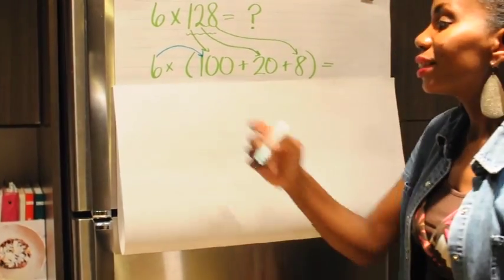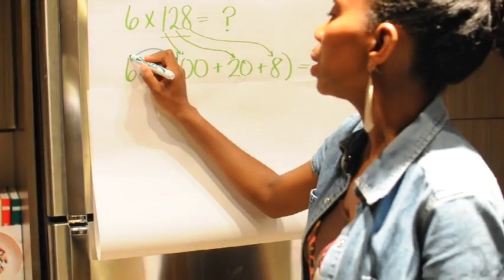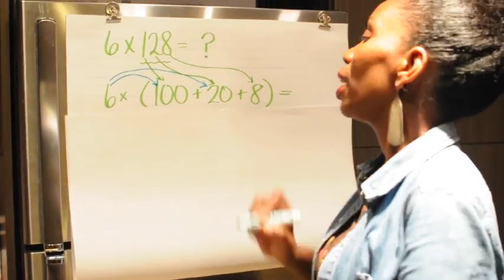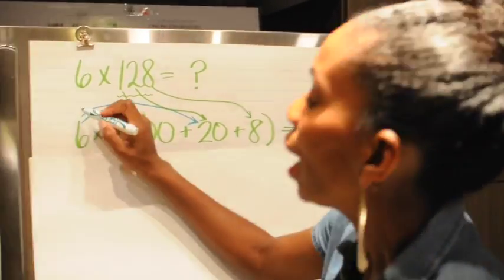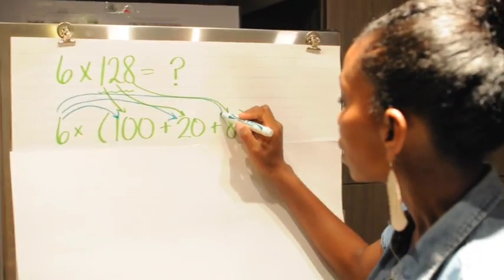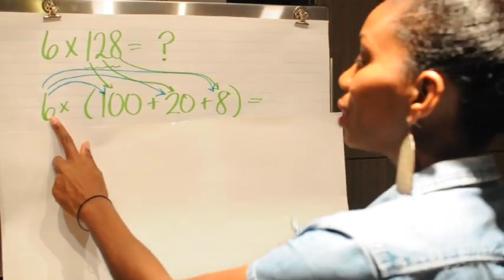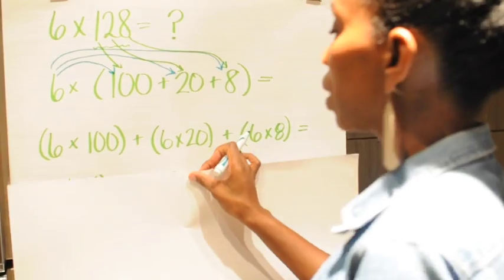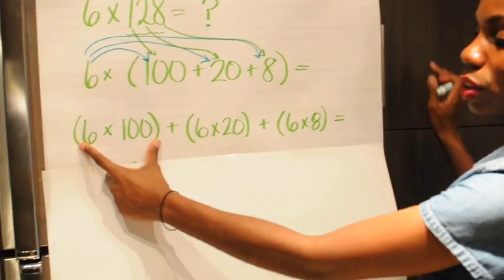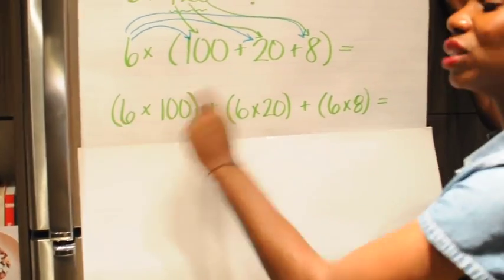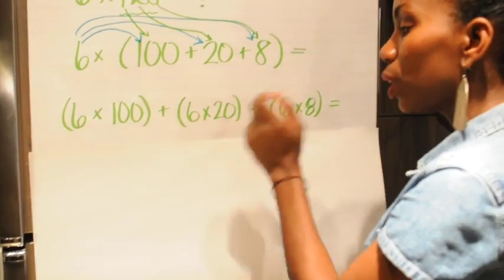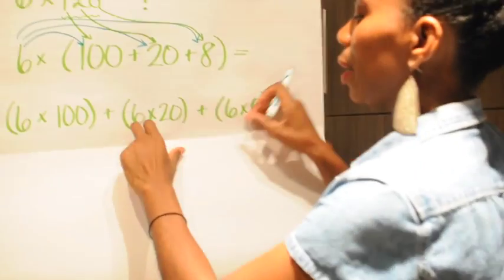And I'm going to multiply the 6 by the 100. I'm going to distribute the 6 out to the 20. And I will multiply 6 by 20. And then I'm going to distribute my 6 out to this 8. And I will multiply 6 times 8. Okay? And see, look, I put it in here. So now I have my quantity. 6 times 100 plus 6 times 20 plus 6 times 8.